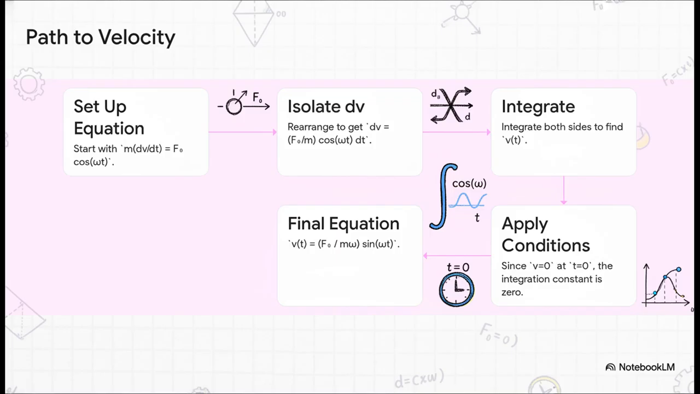We integrate. Integrating cosine gives us sine. But wait, that's a general solution. We need the one for our particle. And that's where the initial conditions come in. We know at t equals 0, v equals 0. When you plug that in, you find the constant of integration is just 0. And just like that, we have our final specific equation for velocity.